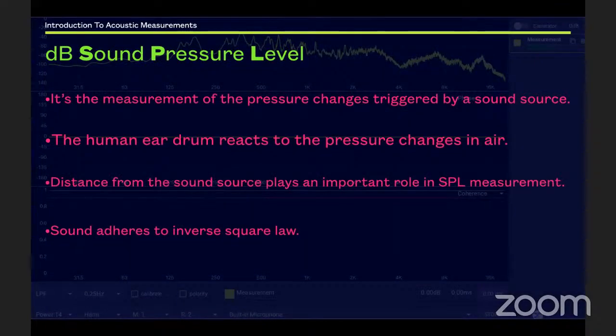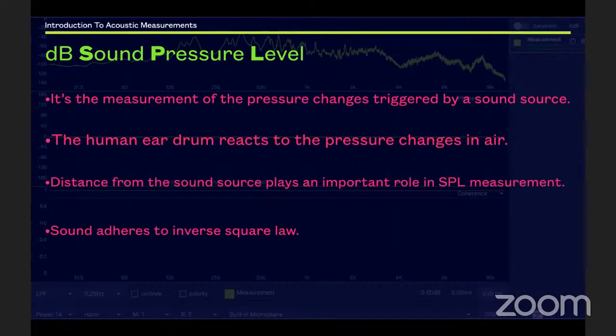dB SPL, or sound pressure level. All of us know what it is. It is basically pressure changes triggered by any sound that is generated in an atmosphere, in any kind of environment. In a medium, when you create some sort of impulse, it triggers a pressure wave. Our eardrum reacts to that pressure, and that's why it moves in and out, and because of that we can hear what we hear.